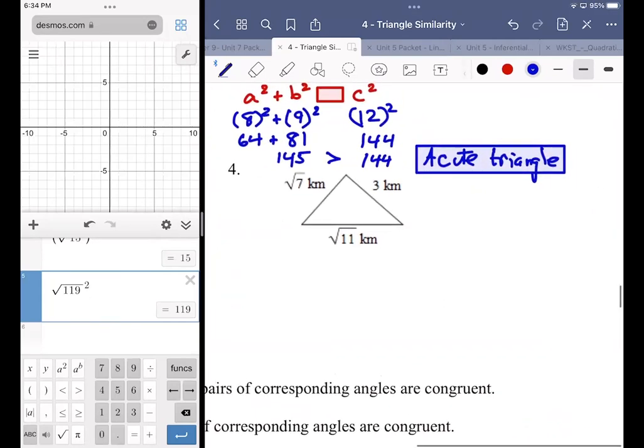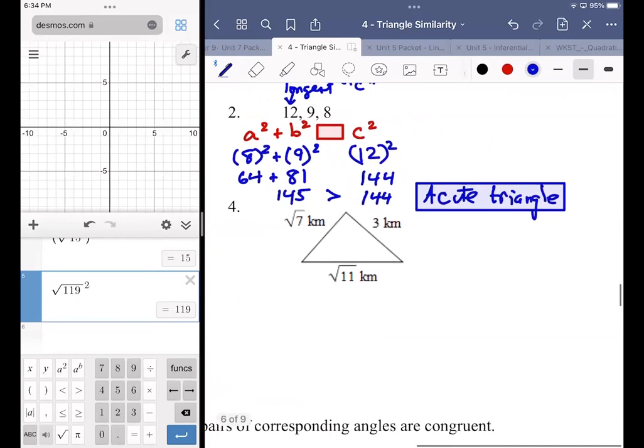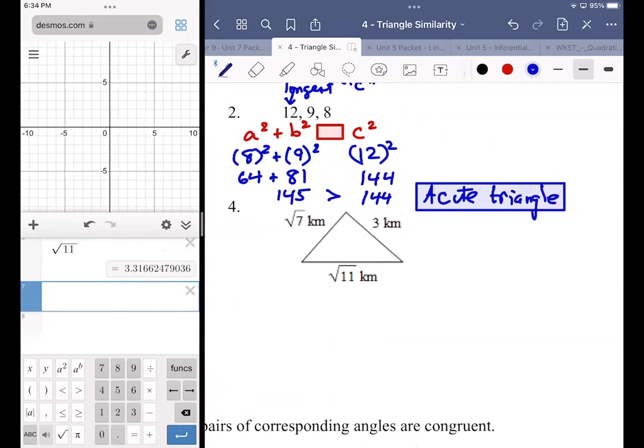All right. And then number 4, again, the longest one, which one is it? So if you're not sure, pop it in. Radical 11 is 3 and change. Radical 7 is 2 and change. So my longest side is radical 11.